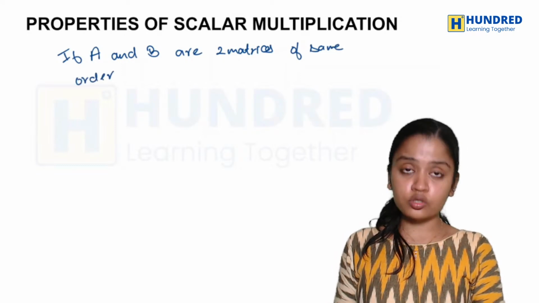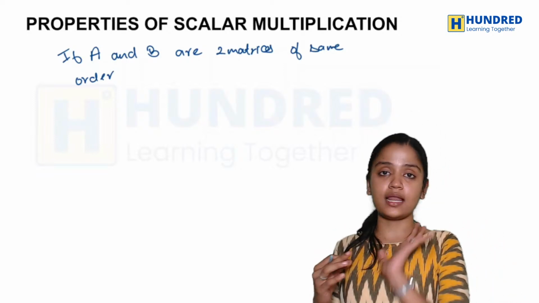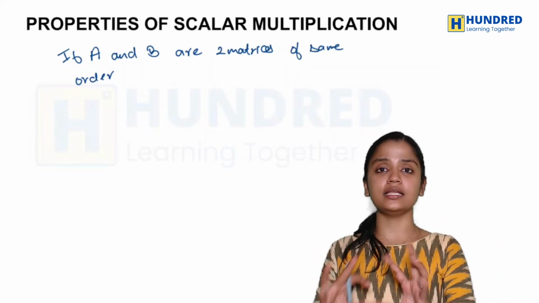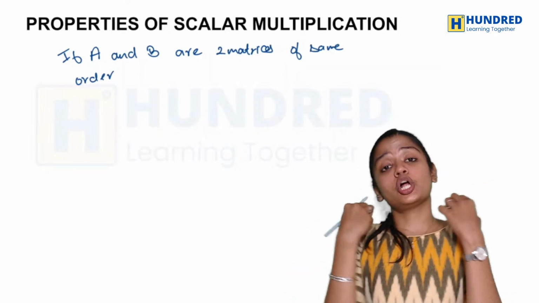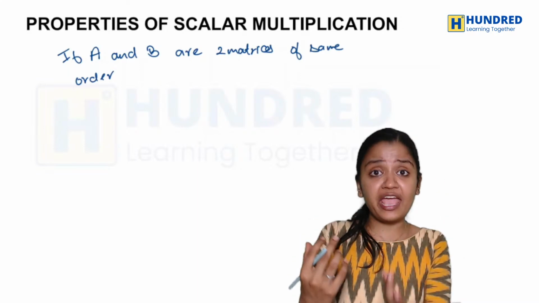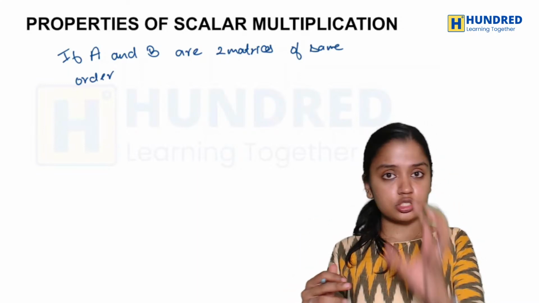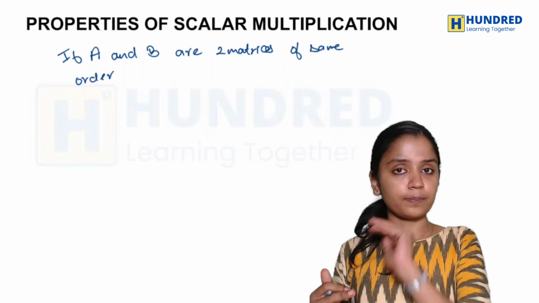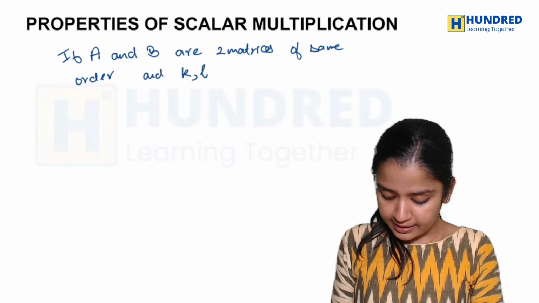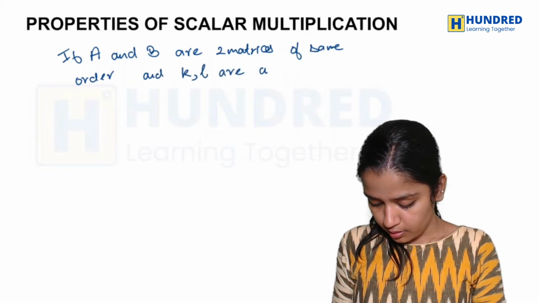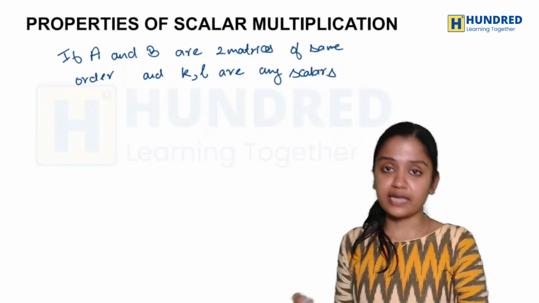So if you have two matrices of the same order and K and L are scalars. Scalars are basically real numbers. You can have any real numbers. Basically, it need not even be a real number; you can have a variable also, and that is also applicable. So let me take K and L as any scalars.